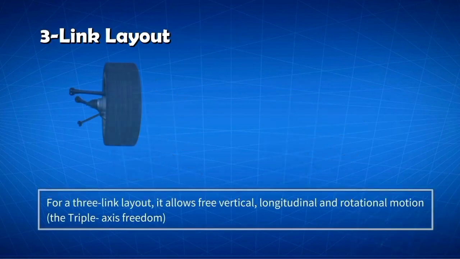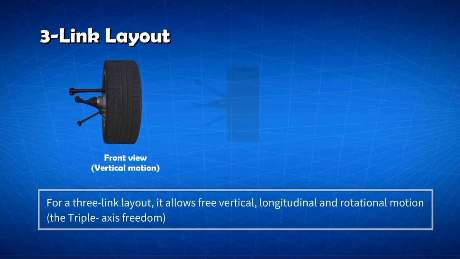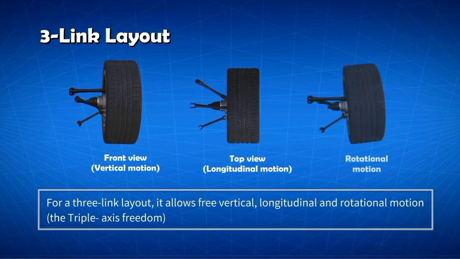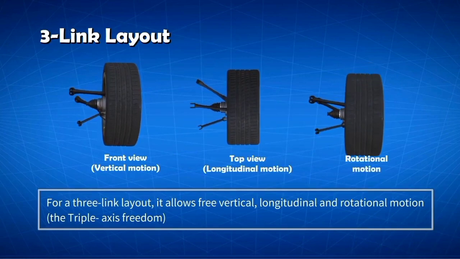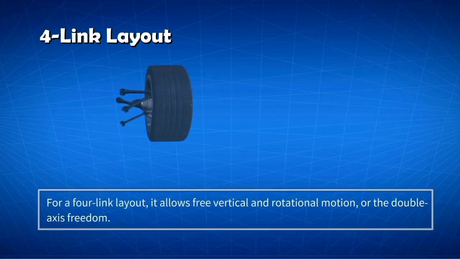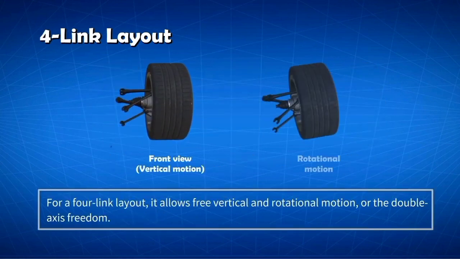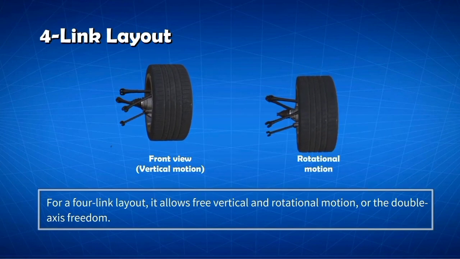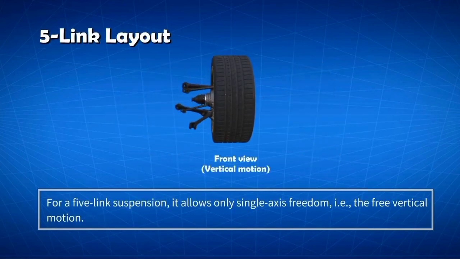For a 3-link layout, it allows free vertical, longitudinal and rotational motion, or we call the triple axis freedom. For a 4-link layout, it allows free vertical and rotational motion, or the double axis freedom. For a 5-link suspension, it allows only single axis freedom, the free vertical motion.